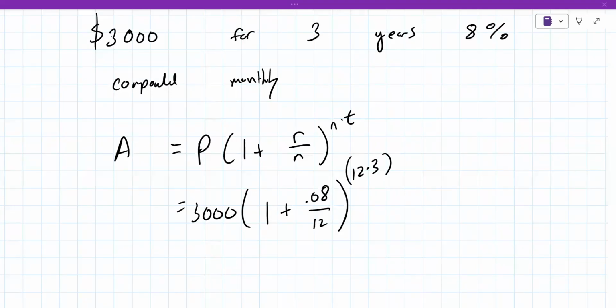Okay. So could you calculate this for us, please? Yeah. And round to 2 decimal places because it's money. Okay.